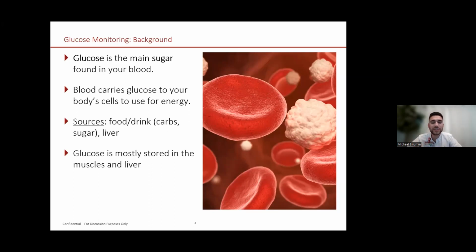The other source of glucose for our body is the liver. So our liver stores a lot of glucose and then also releases or synthesizes the glucose when our body feels like it needs it. In terms of storage, glucose is mostly stored in our skeletal muscles, so our muscles like your arms, thighs, things like that, as well as the liver.